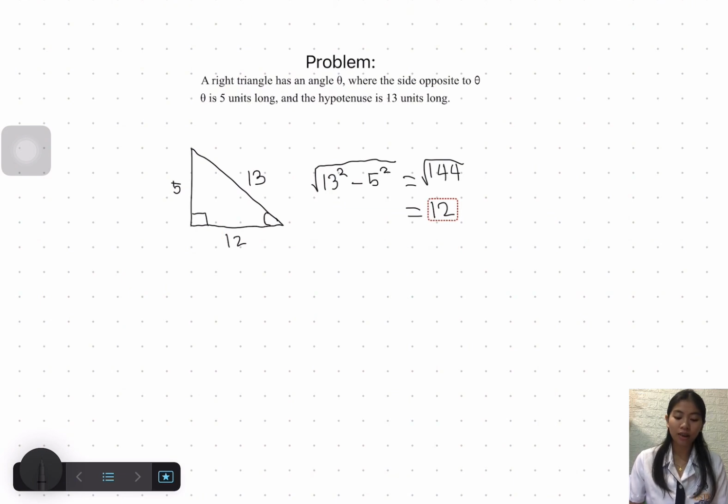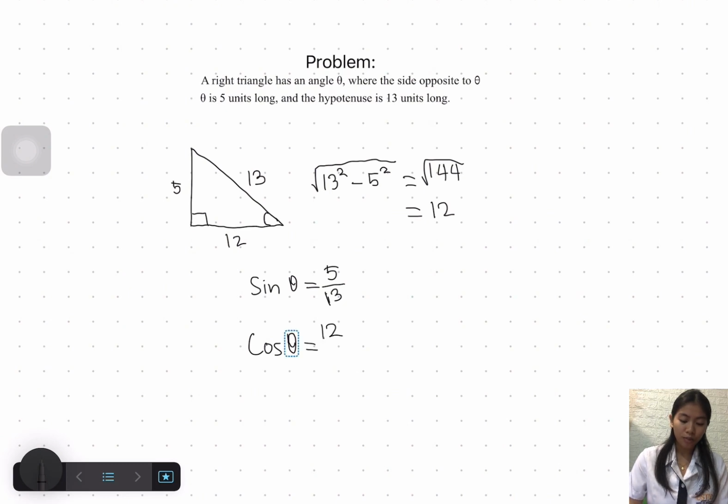Now let's start by finding the sine, which is opposite over hypotenuse, which is 5 over 13. Next is cosine, adjacent over hypotenuse. Oops. 12 over 13. For tangent, opposite over adjacent, that would be 5 over 12.